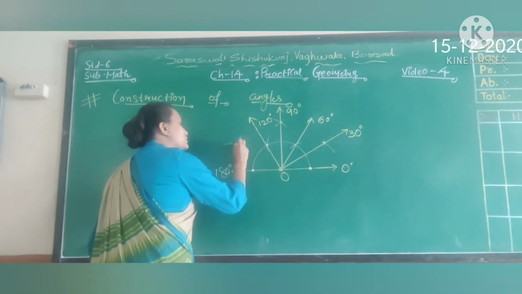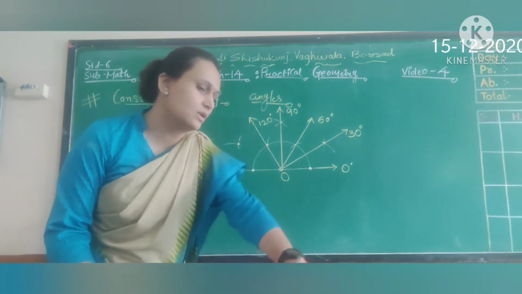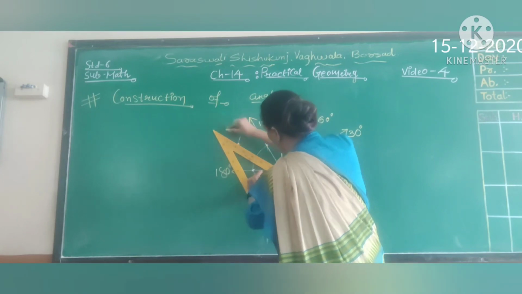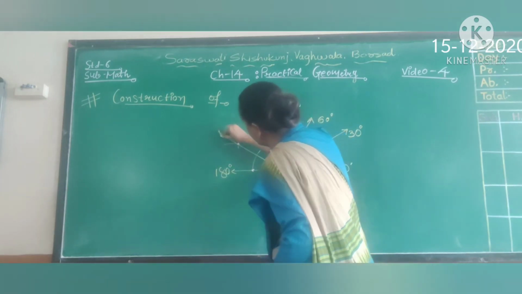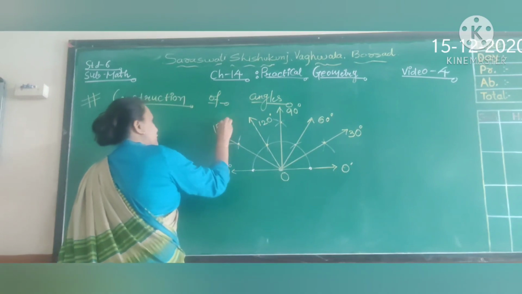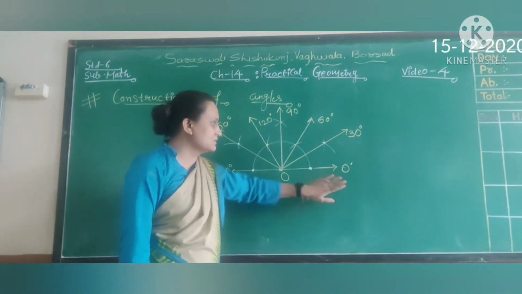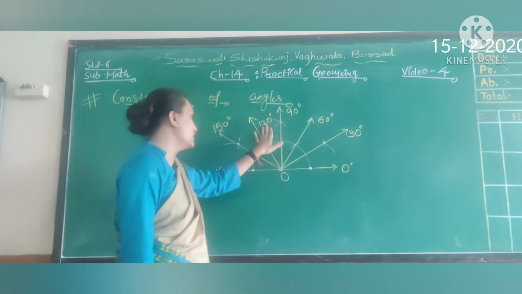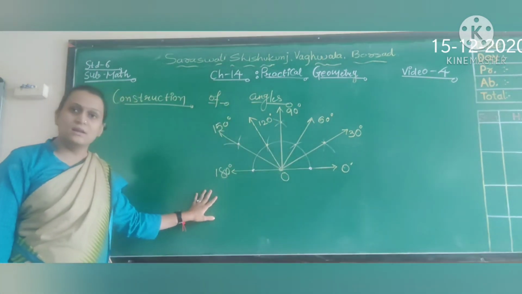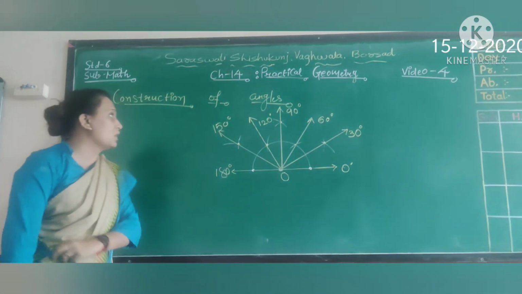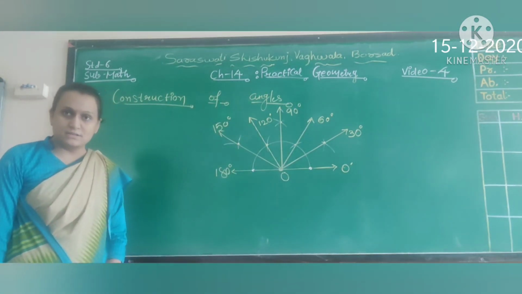So if you join the point with center O, you are able to find 150 degree here. So this is your 150 degree. Now you can see that we have constructed 0, 30, 60, 90, 120, 150 and 180. So these are the basic angles we can draw with the help of compass.